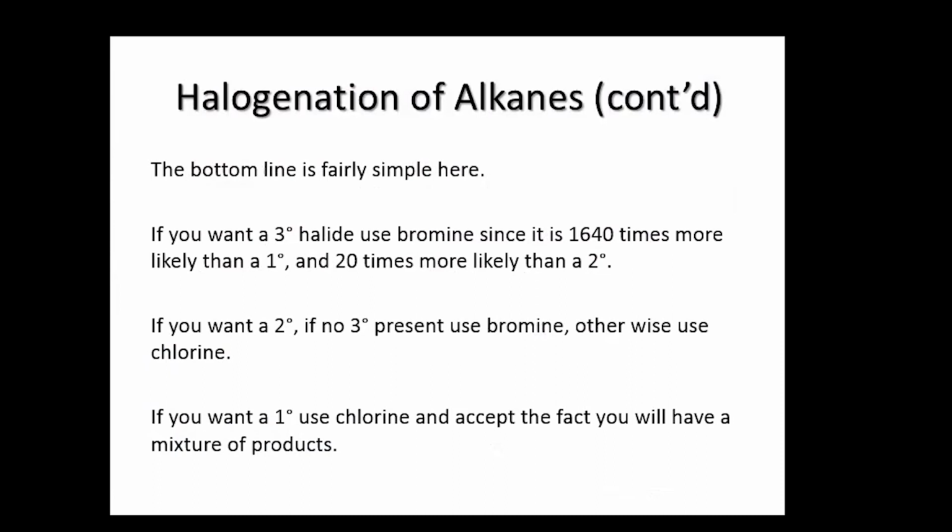So just to summarize, if you want a tertiary halide, use bromine, since it's 1,600 times more likely than a primary and 20 times more likely than a secondary. So if you want a secondary, if no tertiary carbon is present, use bromine. And in the primary situation, use chlorine, but you will have a mixture of products.